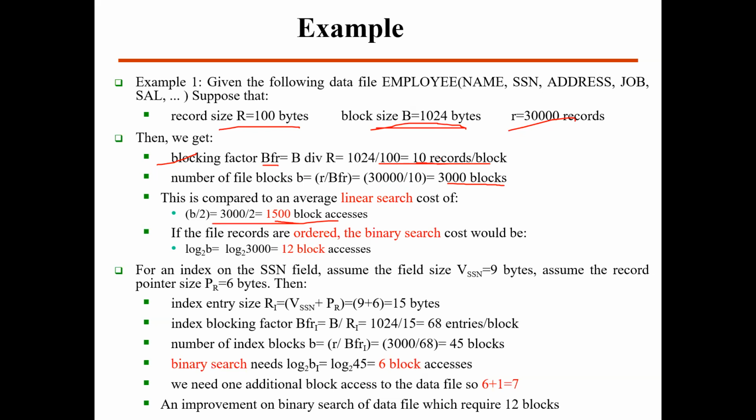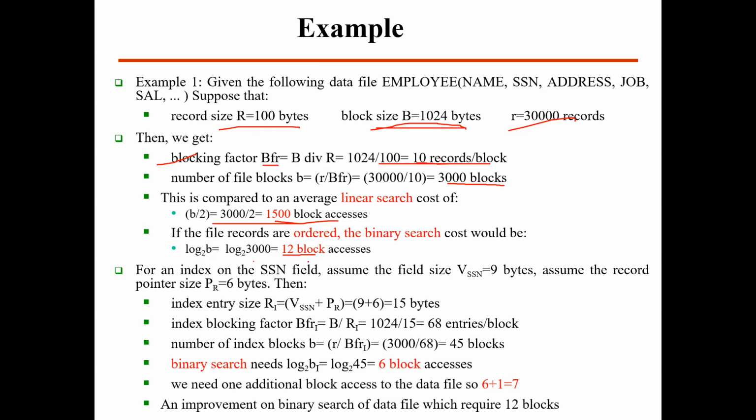If the file is ordered and we apply a binary search on it, then it will be log 2 of the number of blocks, which is 3,000. So log 2 of 3,000 is only giving you 12 block accesses. Now you see there's a huge difference between 1,500 block accesses and 12 when you make it an ordered file and apply a binary search.